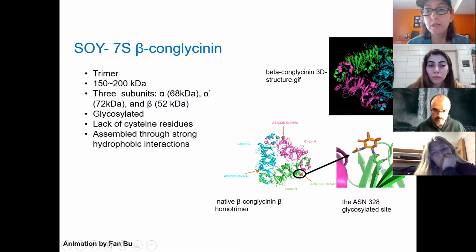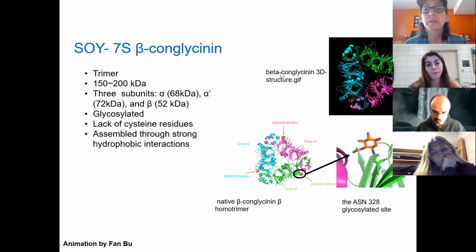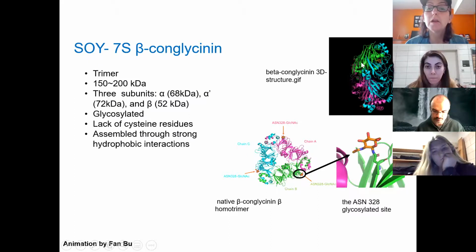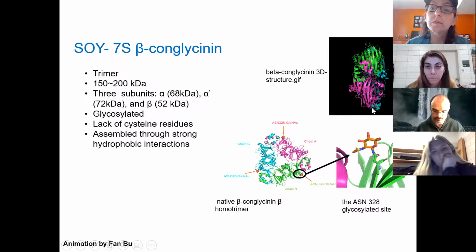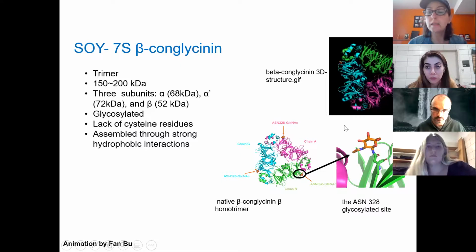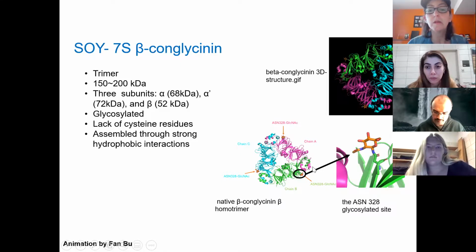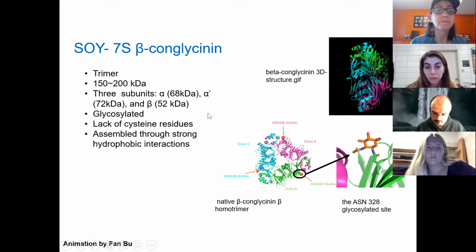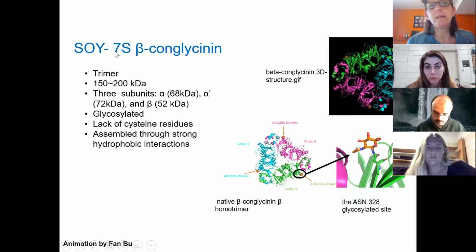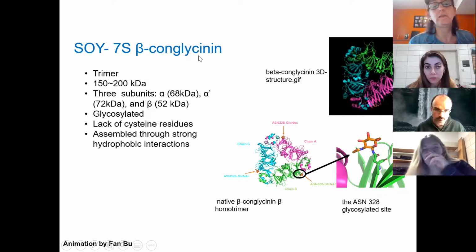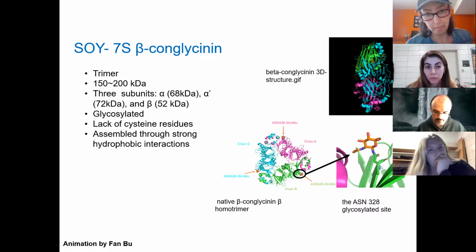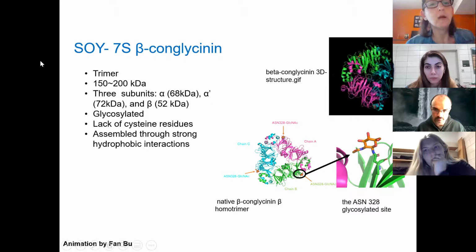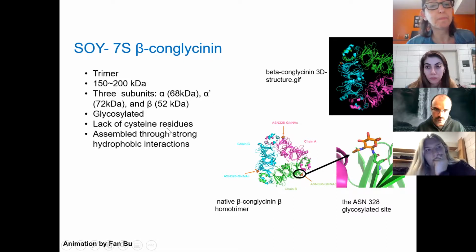So this is an animation from Fan. It's showing the trimer and these little groups here and there. These are the glycosylated groups of each subunit, basically. And this is 7S, which in soy is beta-conglycinin, in peas, vicilin, and in other pulses is known as vicilin, just vicilin.